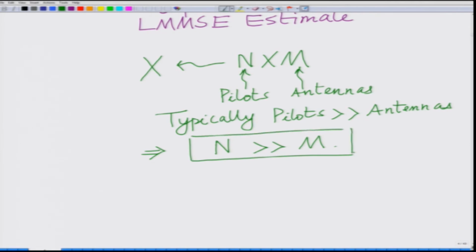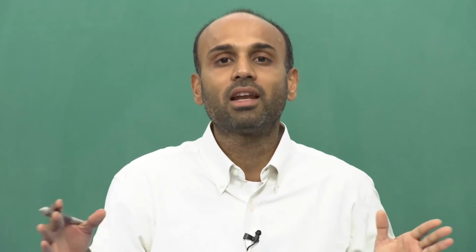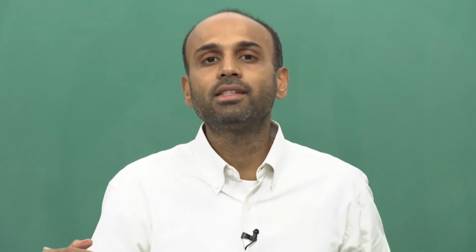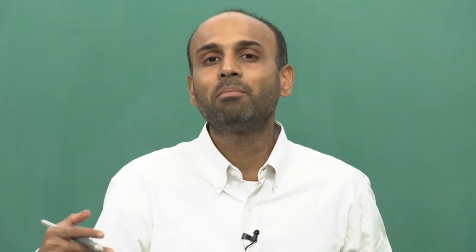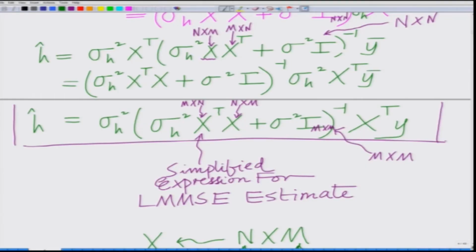it is much easier to compute the inverse of an m cross m matrix, because n is much larger. So, the first matrix is n cross n, which means it is a much larger matrix. So, it is much more difficult to invert. Alright, the second matrix is an m cross m matrix. Since m is much smaller, it is much easier. It is easier to compute the inverse of this m cross m matrix rather than an n cross n matrix. So, the second implementation has a much lower complexity.